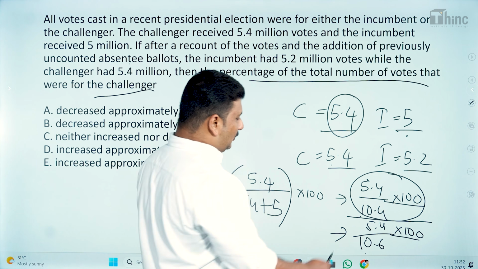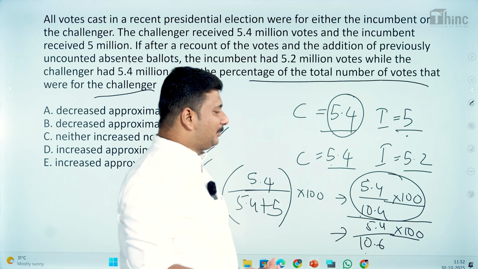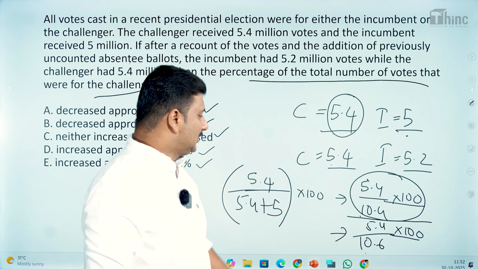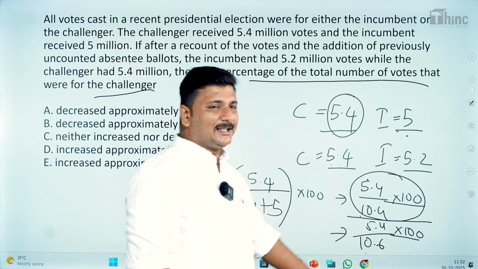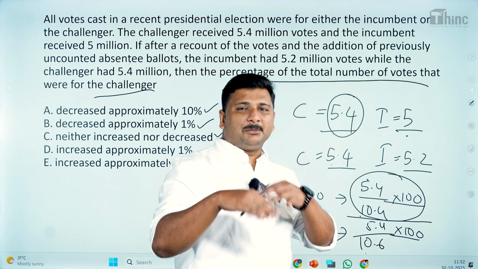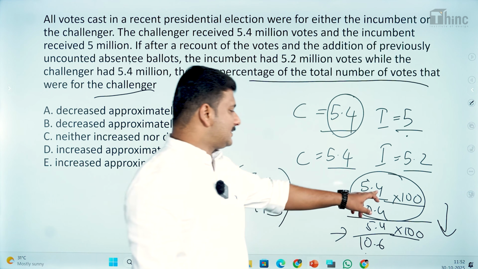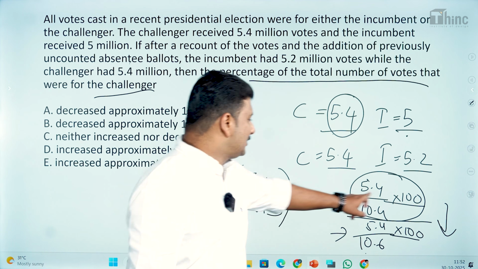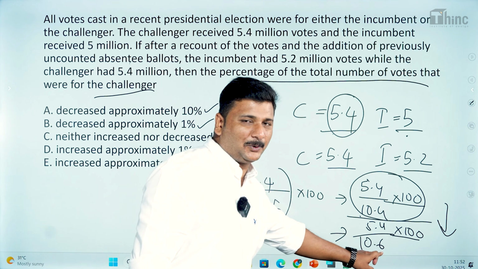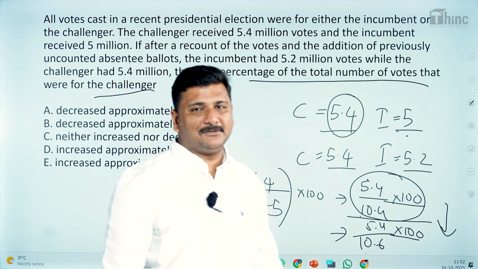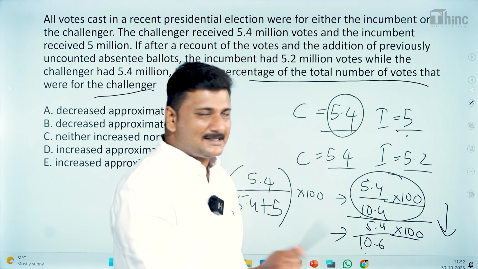right? Now, look at the numerator, it's the same, right? 5.4 into 100, 5.4 into 100. But look at the denominator, it got increased. So we are dividing the same number with a higher number, right? So obviously the value will decrease. This is the first value, this is the second value. So numerator is the same, but denominator is more. Instead of 10.4, I am dividing the same value with 10.6. So obviously it's a decrease.